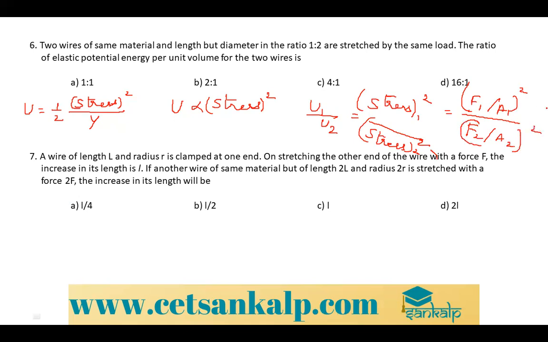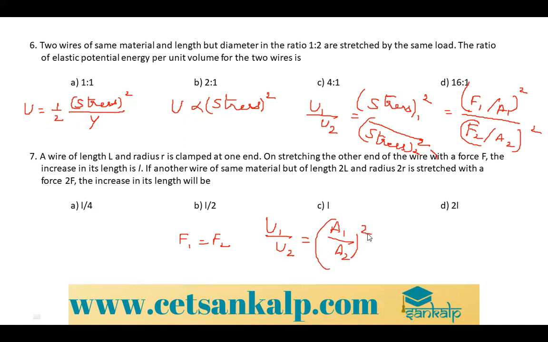Now they have given that the two wires of the same material and length, and different diameter, are stretched by the same load. As both the wires are stretched by the same load, you can say F1 is equal to F2. So from that you can write U1 by U2 is equal to A2 by A1 the whole square.